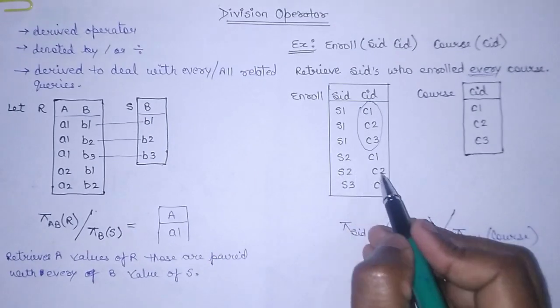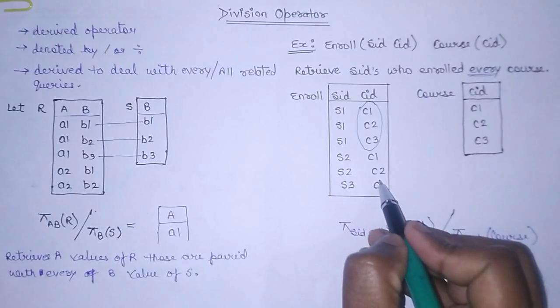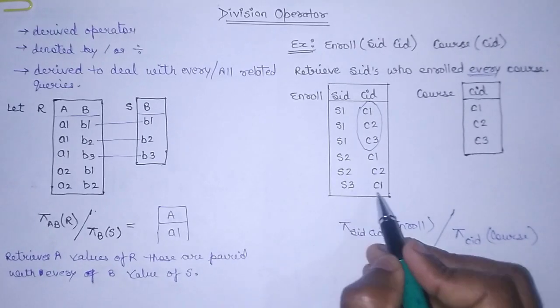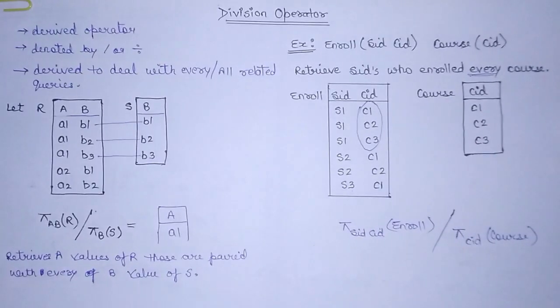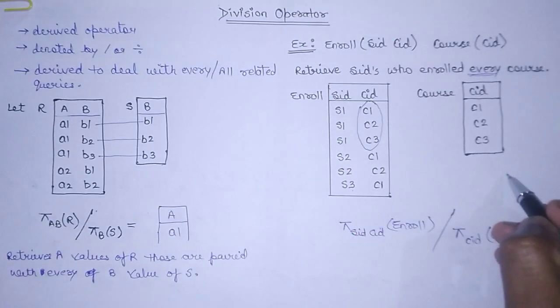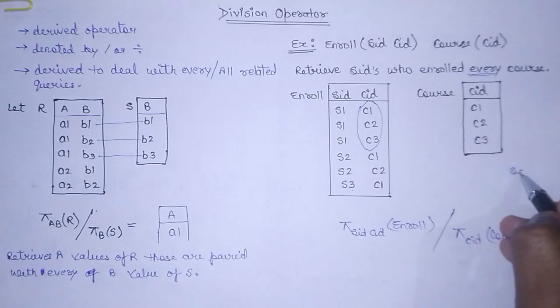Now check for S2. S2 is paired with C1 and C2, but it is not paired with C3, sorry. So S3 is paired with C1, but S3 is not paired with C2 and C3. So what will be the answer of this query? Only S1. It will give you the answer as S1.